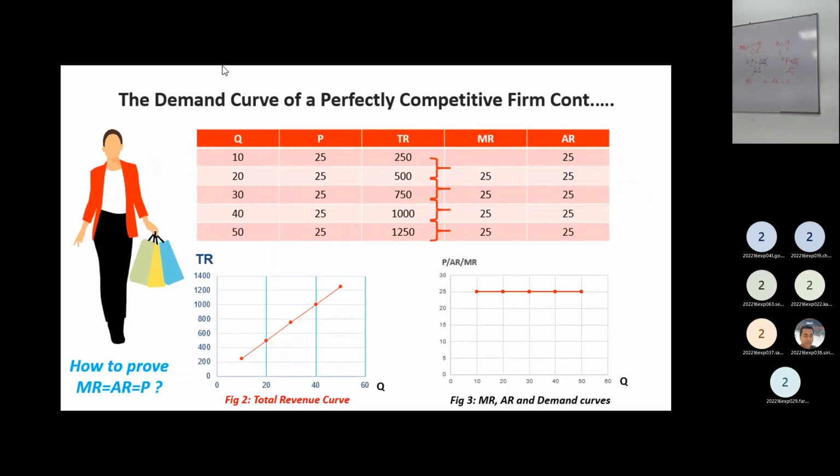The fundamentals are price equals marginal revenue, and that equals average revenue. This is their demand curve, and this is also their average revenue curve. This is also their marginal revenue. This is also their price. And so we need this particular information for our further analysis.